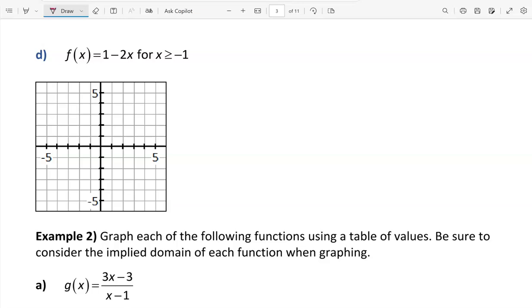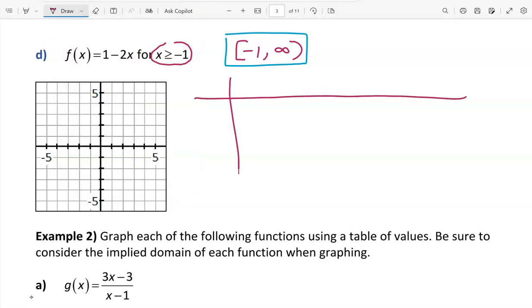In D, we have another linear function, and so for this one, our explicit domain is x is greater than or equal to -1. In interval notation, this is the interval from -1 to infinity, inclusive at -1. And so if I create a table of values for this graph as well, x and our y values are 1 minus 2x. I think we can do both of those operations at once.